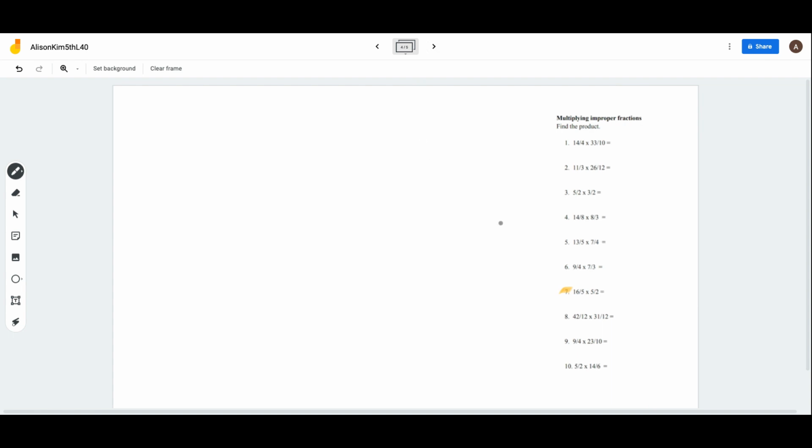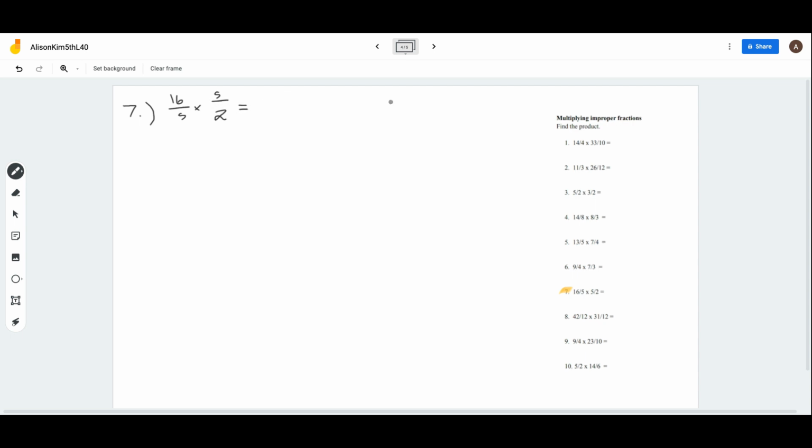Next, we're going to be multiplying improper fractions. This is actually fairly easy because since it's improper fractions, we don't need to turn it into mixed numbers and all that stuff. We just need to multiply across. So it's going to be 16 over 5 times 5 over 2. Sorry, that looks a bit messy. Now we just multiply across.